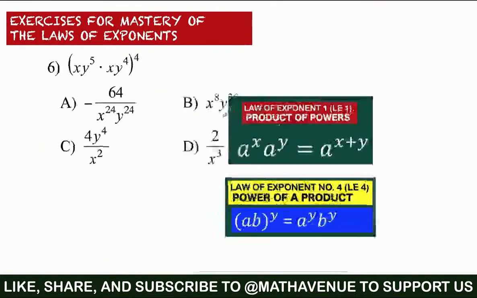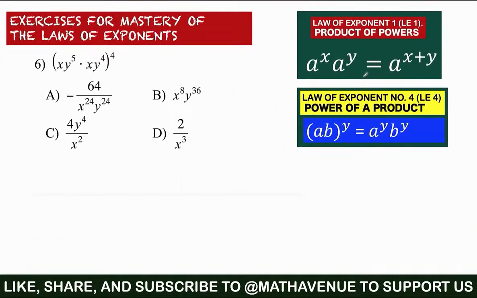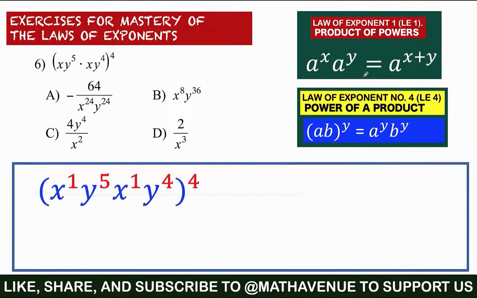Next problem. In this problem, we are going to apply these two laws of exponents. So let's copy the problem, but here there's an implied exponent of 1 for both of them. I want to make sure that we understood that there is an implied exponent there. So this is one factor times another factor times another factor times another factor. This is an application of the law of exponent number 4. So each of the factors is raised to the outside exponent. So it looks like this.